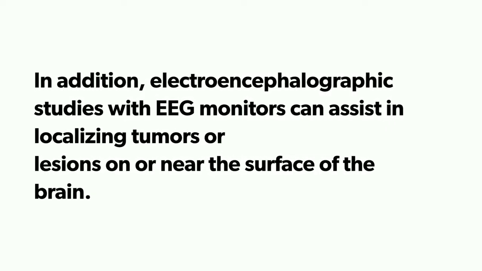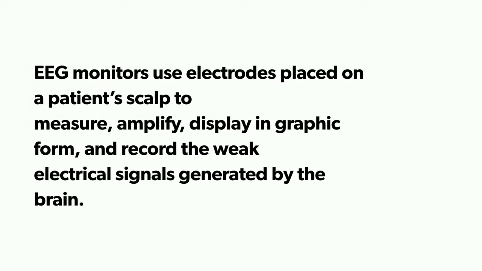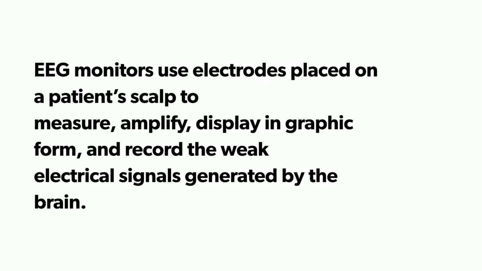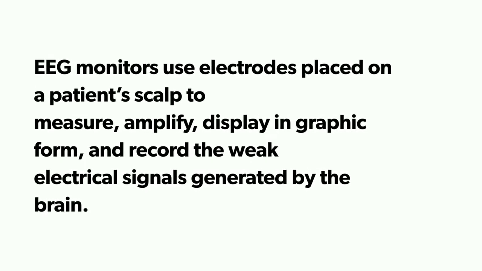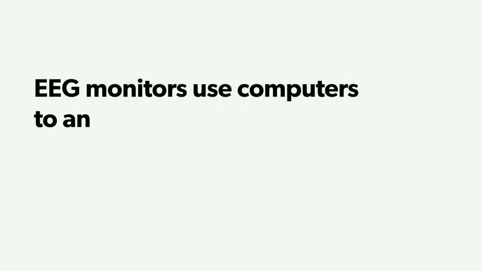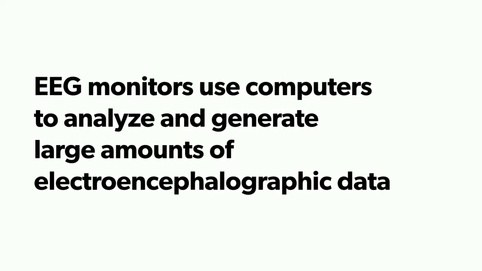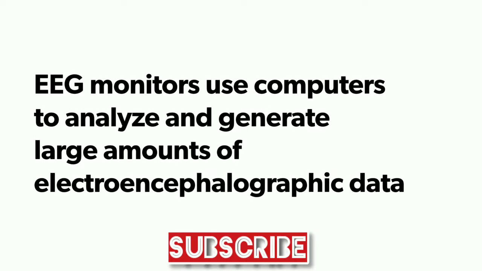on or near the surface of the brain. EEG monitors use electrodes placed on a patient's skull to measure, amplify, display in graphic form, and even record the weak electrical signals which are generated by the brain. So EEG monitors use computers to analyze and generate the large amount of electroencephalographic data, which are processed and displayed in various formats.